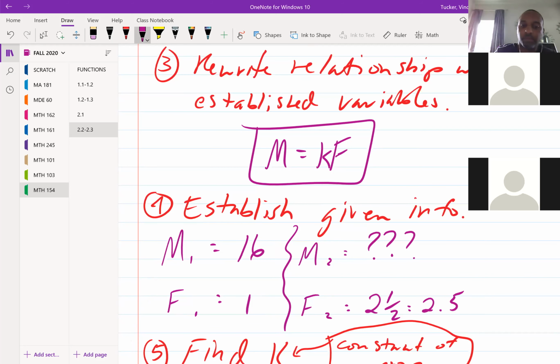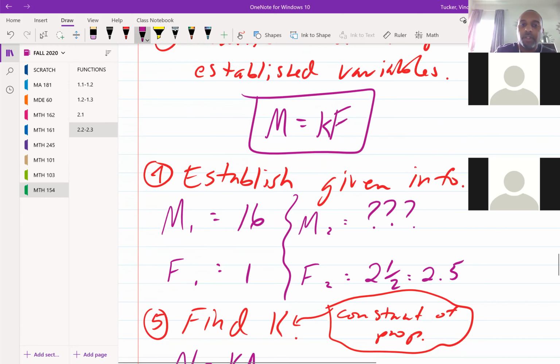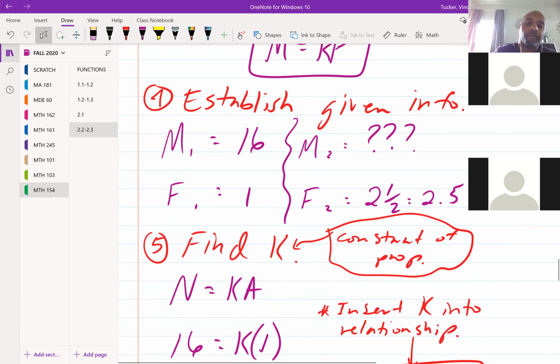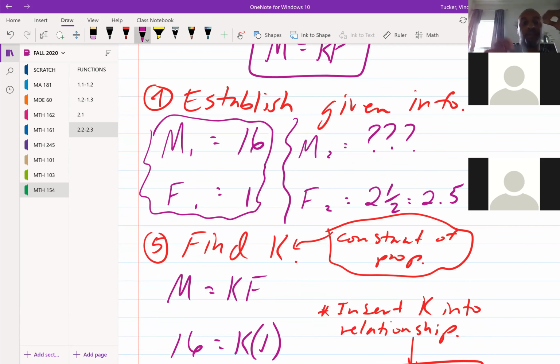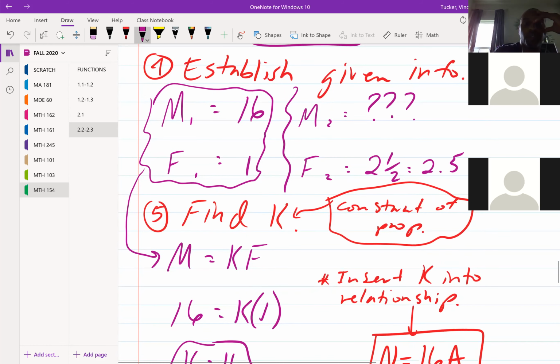All right. So now we can find K. That's our constant of proportion. And we have F. So we plug in the information that we have completed, in other words, the one that has both M and F involved. And we plug that in to help us to find K. So remember our relationship is M equal to K times F. So I plug in F, which is 1, plug in 16 for M.